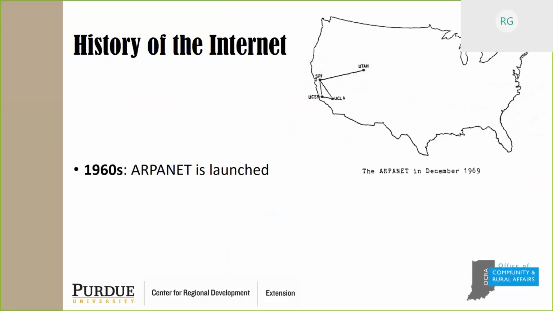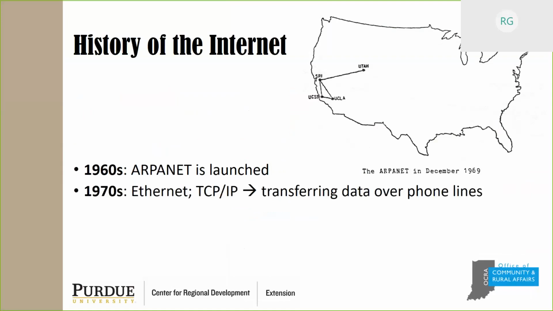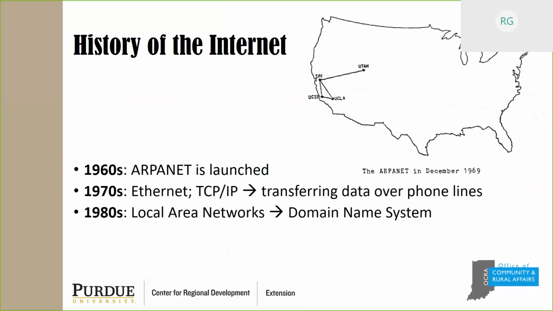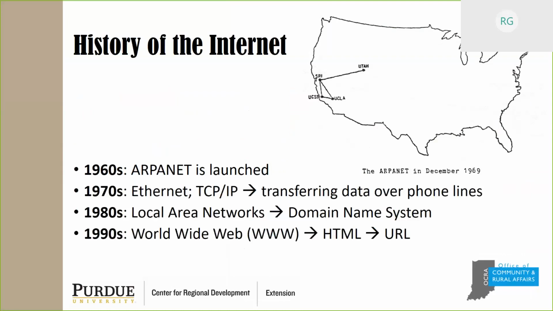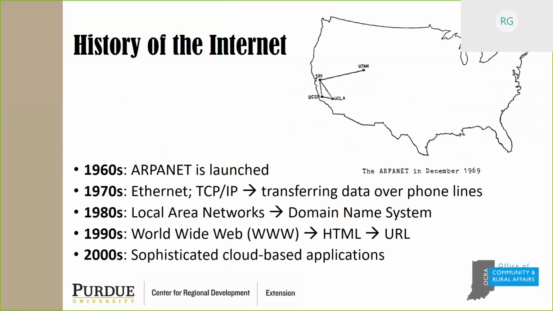In the 1960s, it was called the ARPANET, is launched. In the 1970s, the Ethernet and TCP/IP. That basically means those were the protocols to transfer data over phone lines. Then in the 80s, domain name system came to being, where you would have a website or an address online. And then in the 90s, the World Wide Web as we know it made its debut with the HTMLs and other stuff. And then now this technology has evolved to provide very sophisticated online applications, or also called cloud-based.